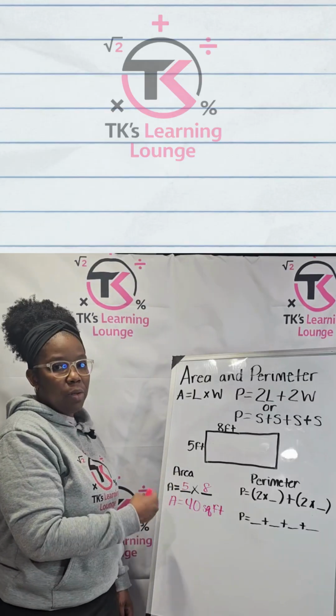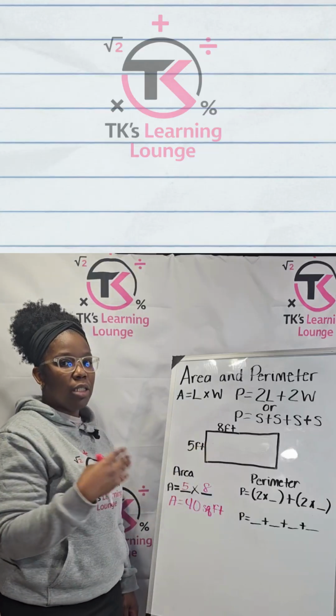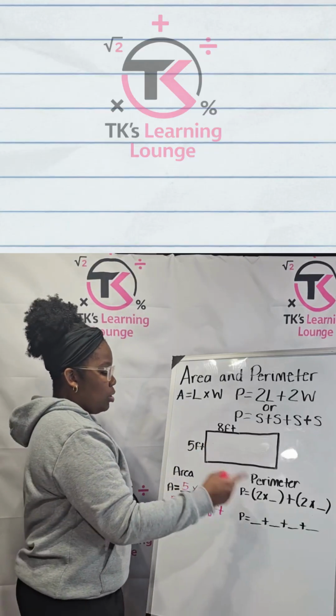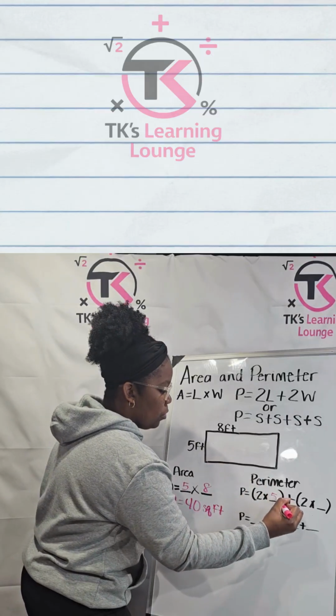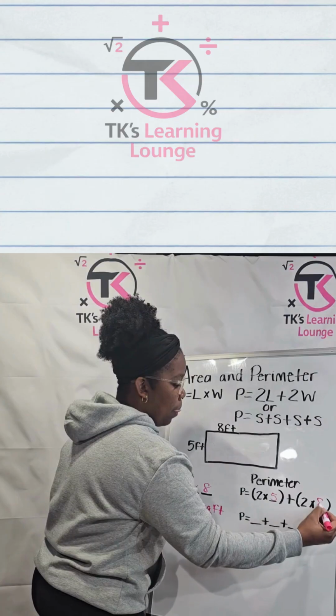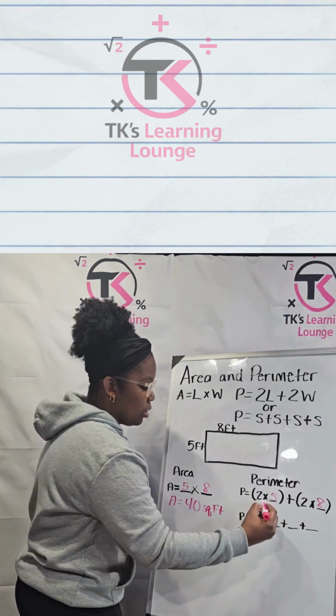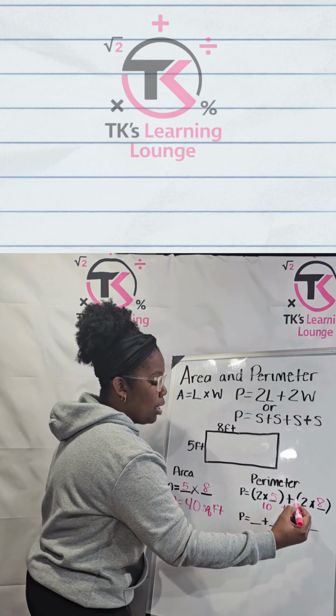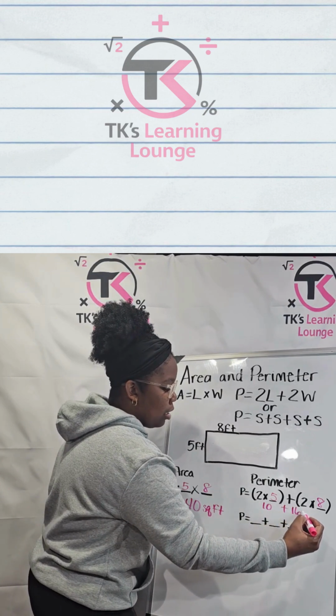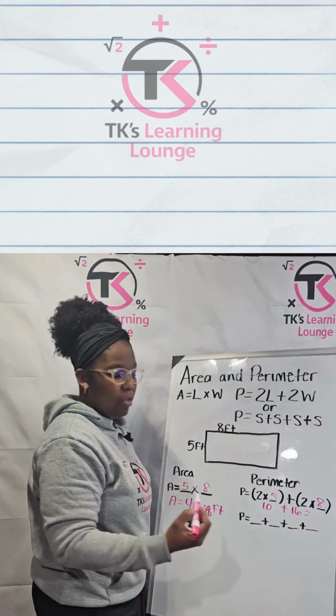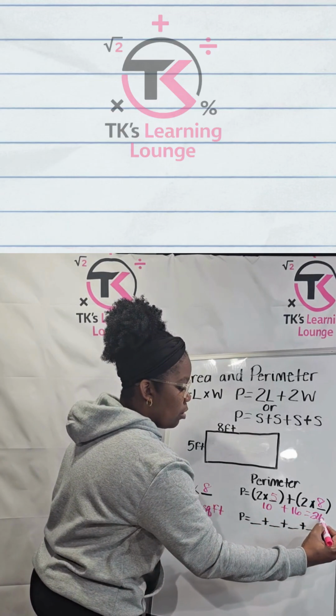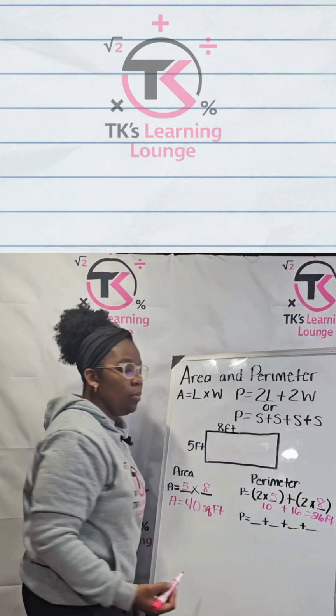So I'm going to do the same thing I did with area. I'm just going to plug in my numbers into the formula. So 2 times 5 and 2 times 8. And now I have 2 times 5 is 10 plus 2 times 8 is 16. And together that gives me a total of 26 feet.